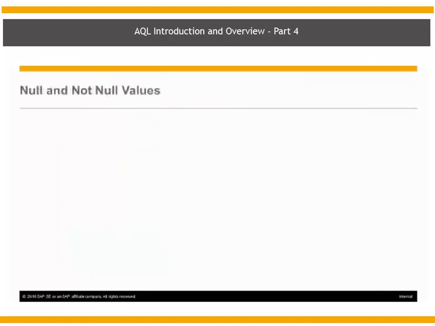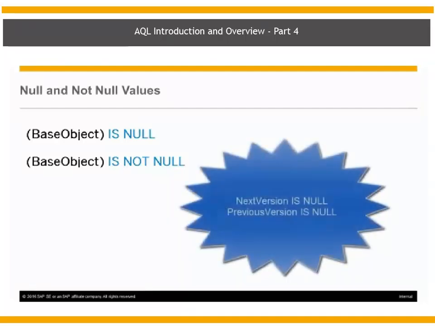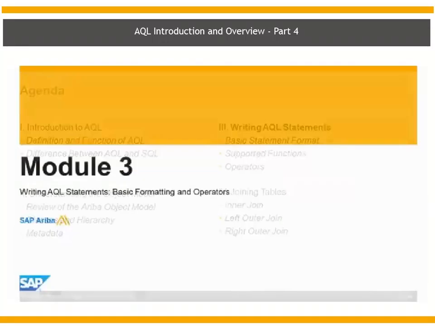Finally, to query for or restrict null values, you can use either of the expressions below as appropriate. Note that using equals null is not a valid expression. This will return an error. Searching for null or not null values can help you with searching for the final version of a document, where the next version is null, or with searching for the original version, where the previous version is null. This concludes our introduction to writing AQL statements, supported functions, and operators.